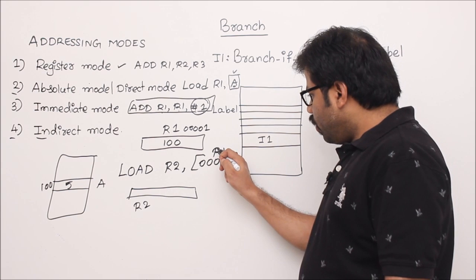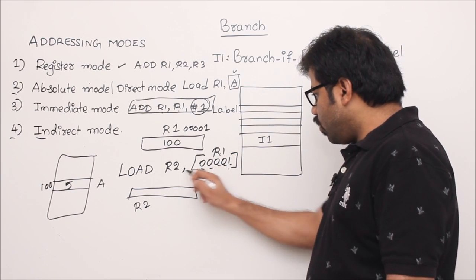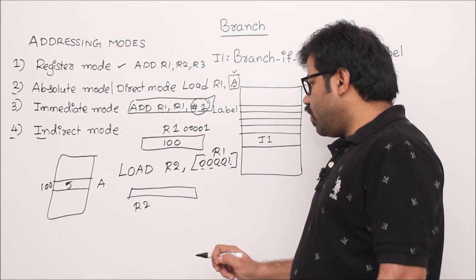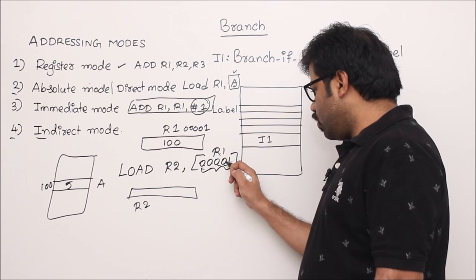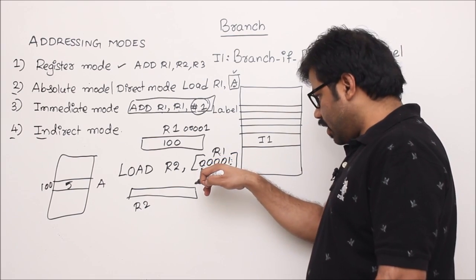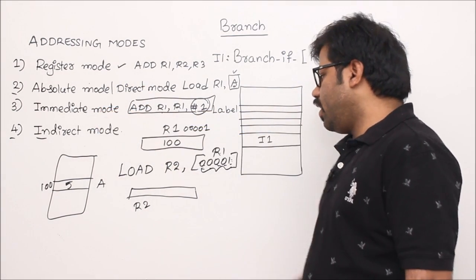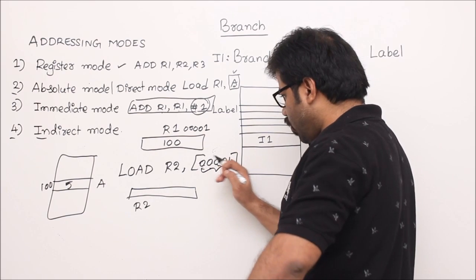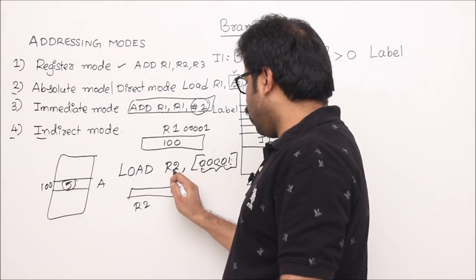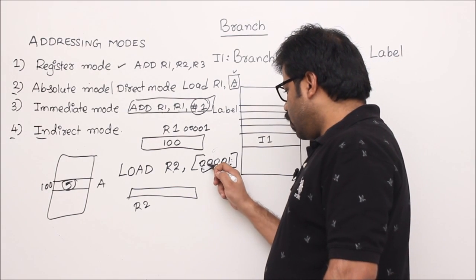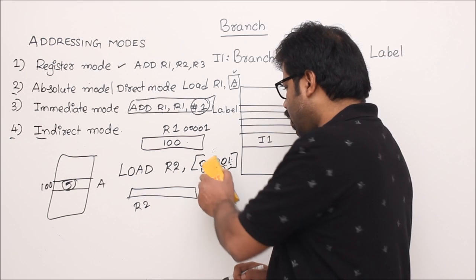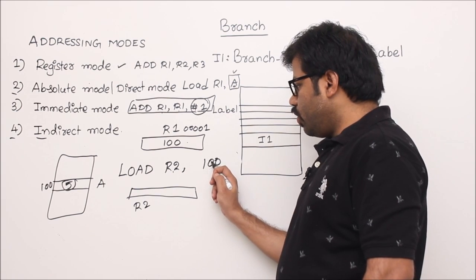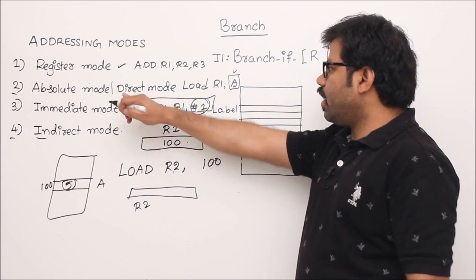Now here, are you going to move this R1's code 00001 to R2? If you really move this 00001 to R2, then the operand is that 00001, which is directly here. That means we are providing it directly. Then the addressing mode will become immediate mode. But that is not my intention. My intention is moving 5 to R2. For that, what should I do? First I should go to the 00001 address, then I will get 100. I should take that 100. Then I have to load this 100's value into R2. After that, it should work like direct mode.